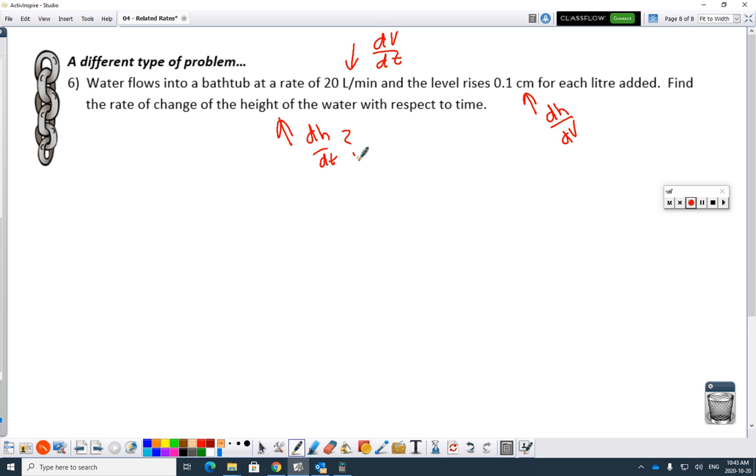Let me write them all together. dH/dt. What's the next one? dH/dV. dV/dt. I sort of acted like I was writing them out randomly. I wasn't. I sort of write them all beside each other to see everything that's going on there.